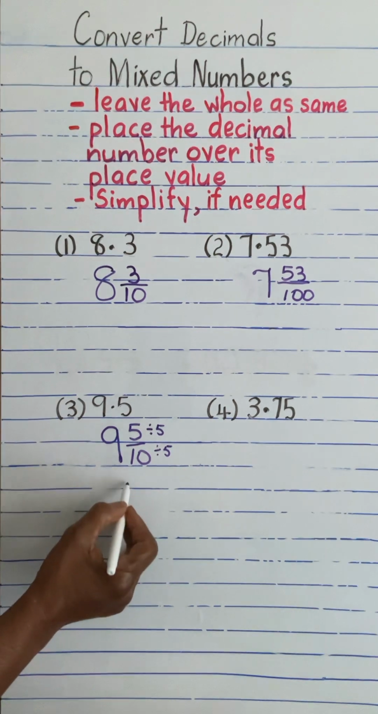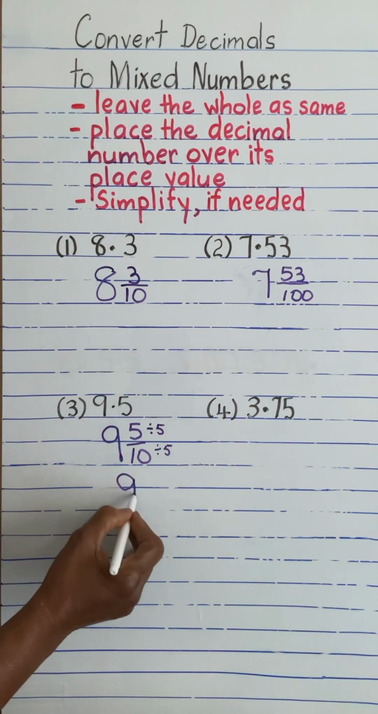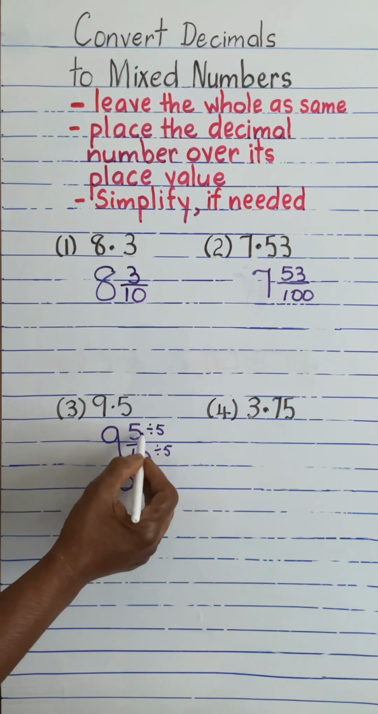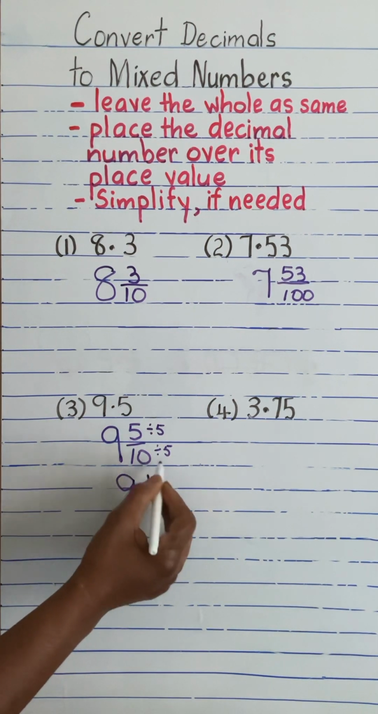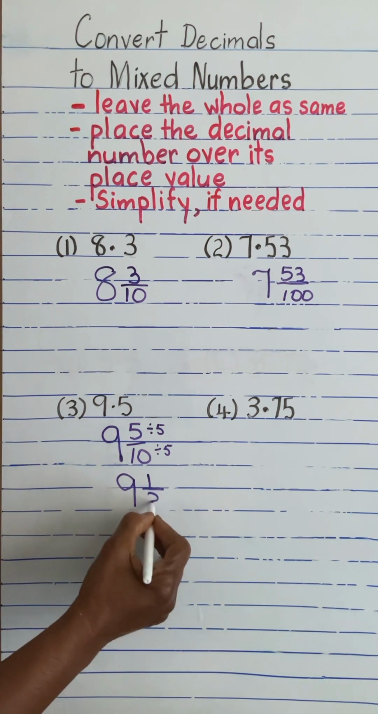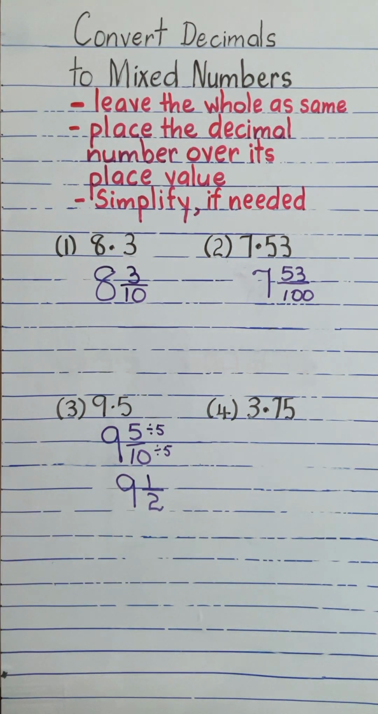So we're going to put back our whole number. 5 divided by 5 is 1. And 10 divided by 5 is 2. So 9.5 is equal to 9 and 1/2.